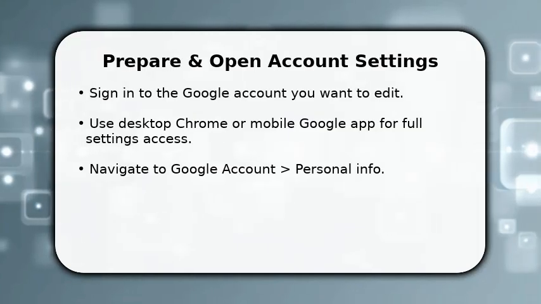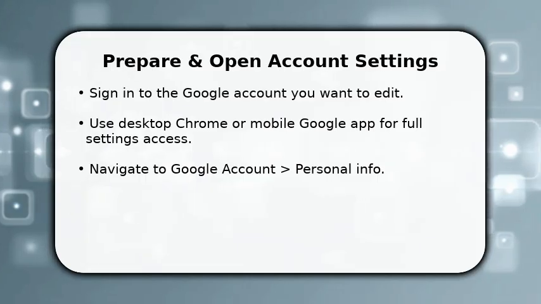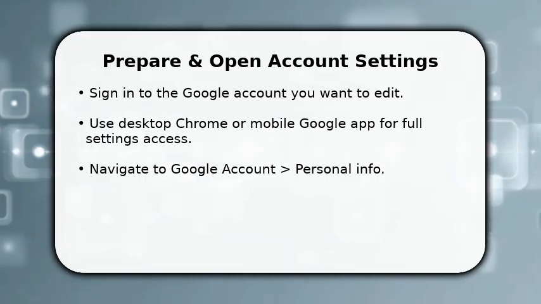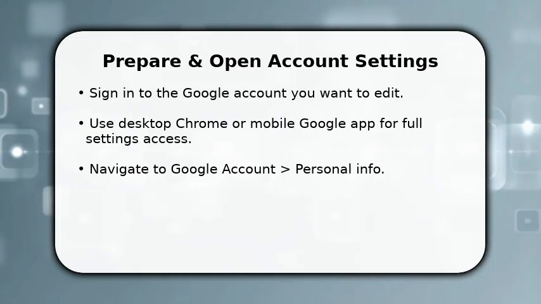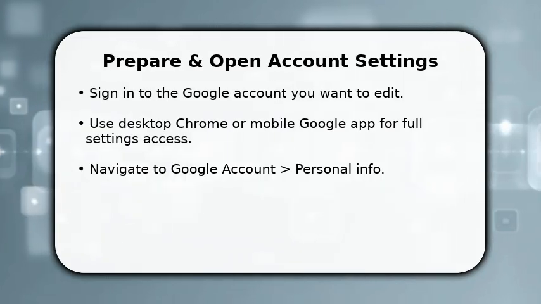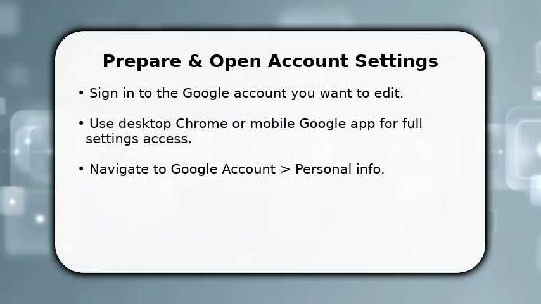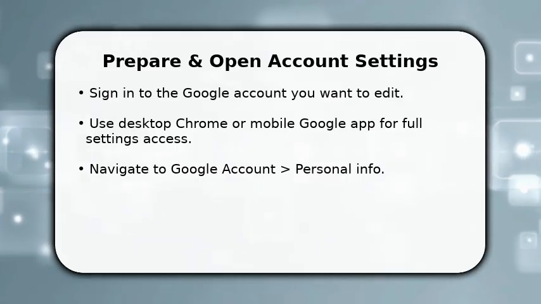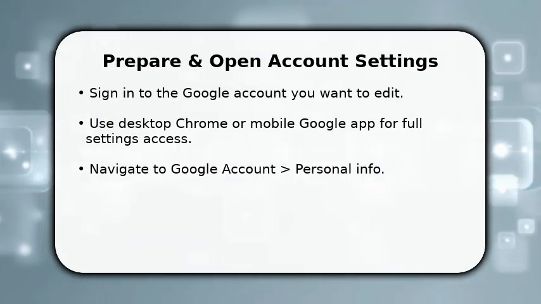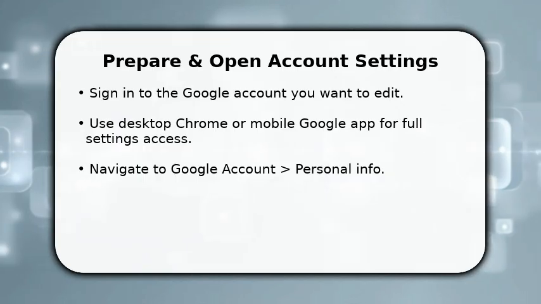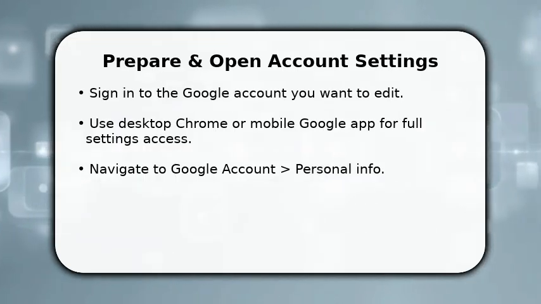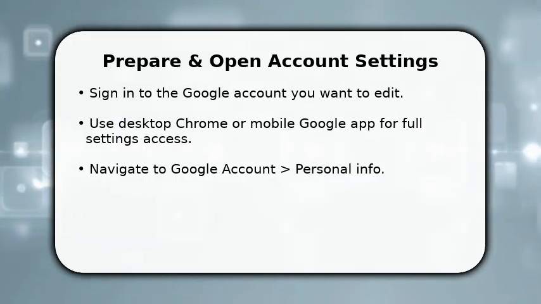You'll start inside your Google account, sign in, and go straight to personal info. Once signed in, open account settings because name changes are stored there. Make sure you're on the correct account if you manage multiple profiles. On desktop, click your profile icon, then manage your Google account. On mobile, tap your profile picture and choose Manage Account.